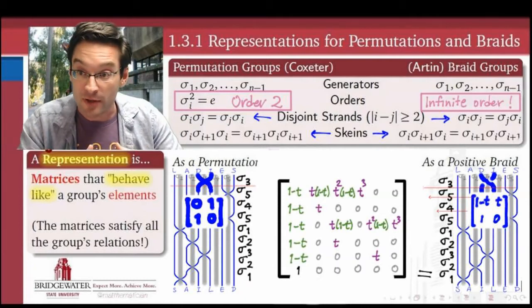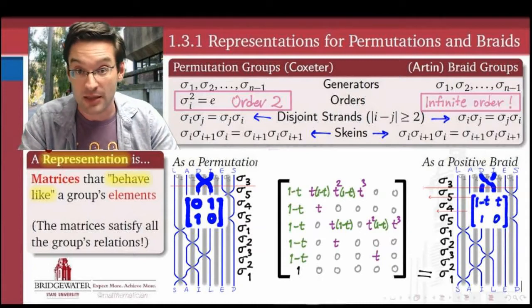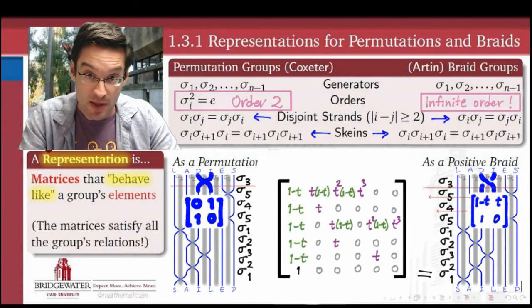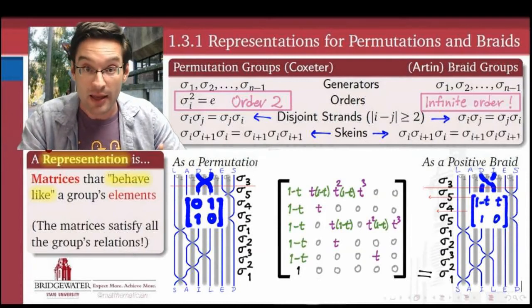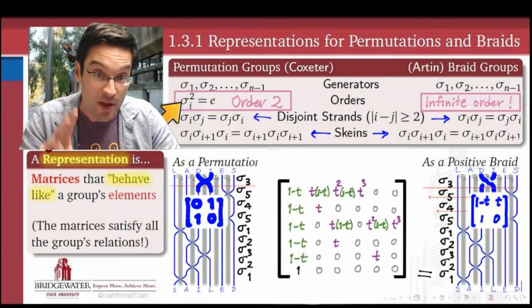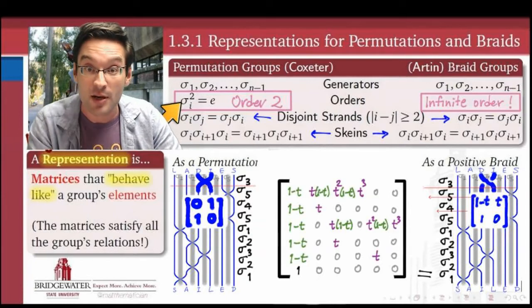First of all, we looked at the groups of permutations on n symbols. This is the same thing as the anagrams of n-letter words. And we developed a set of n by n matrices that are capable of behaving just like the generators in the Coxeter representation of the permutation groups. In other words, the adjacent transpositions of two neighboring strands in a braidogram.